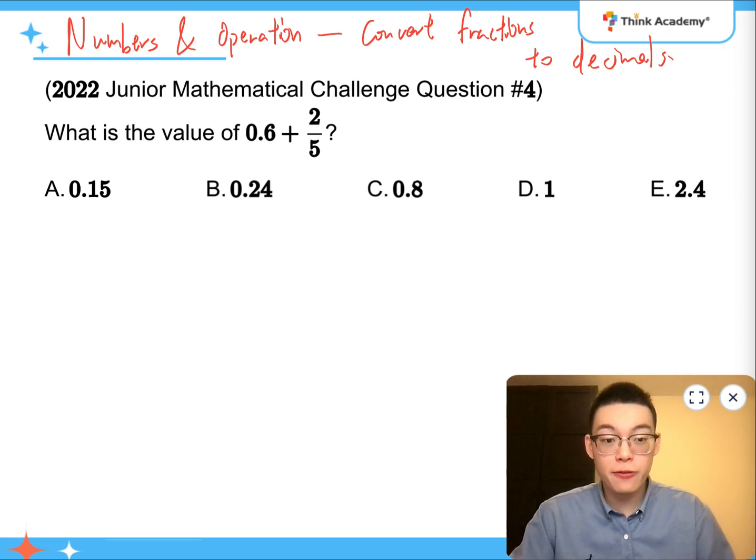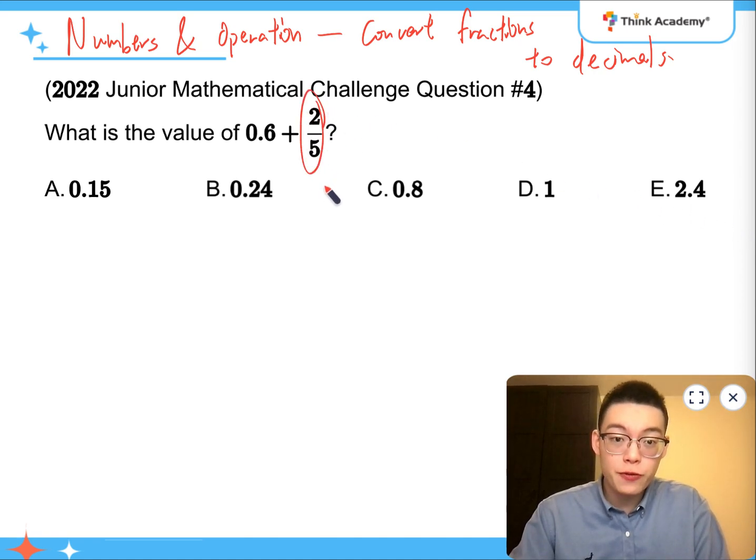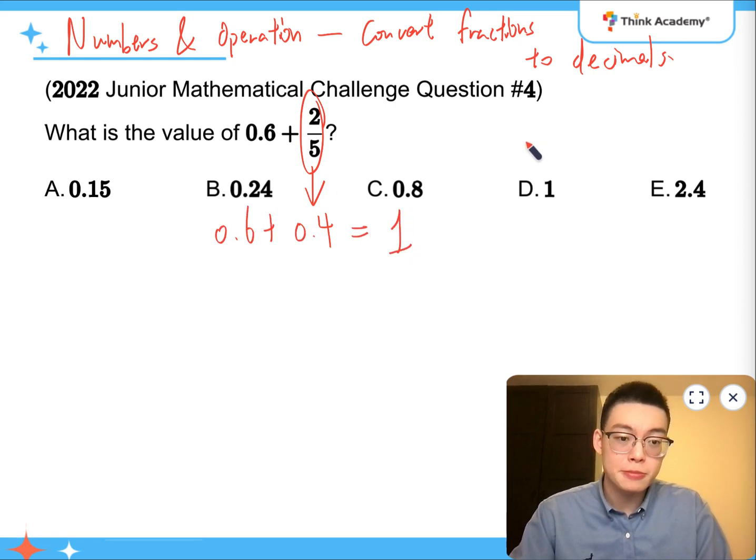Why are we converting fractions to decimals? That's because all the answers are given in decimals, right? So what is 2/5 as a decimal? It is 0.4. So 0.6 adding 0.4 is going to be 1. So the answer is 1.